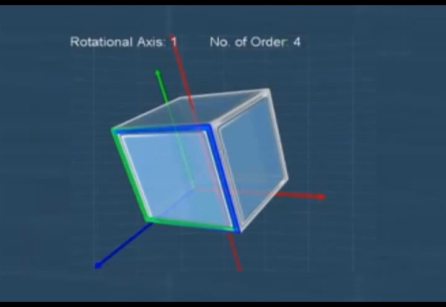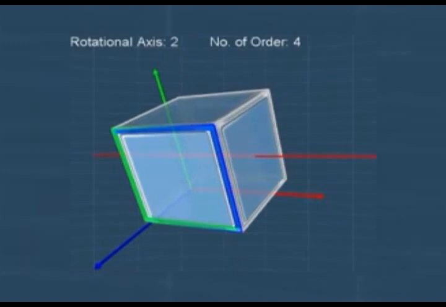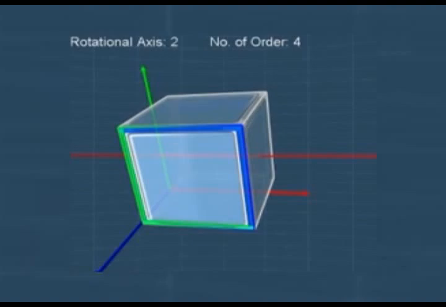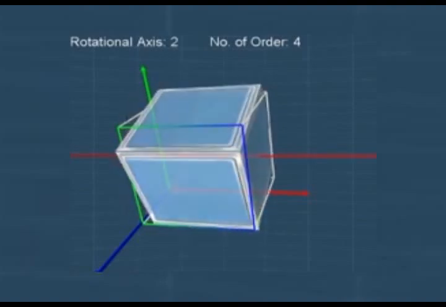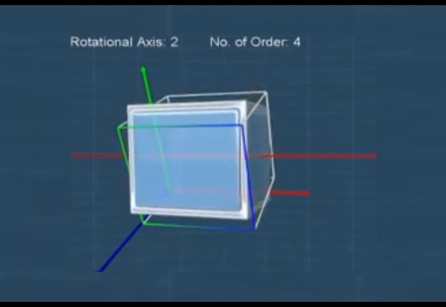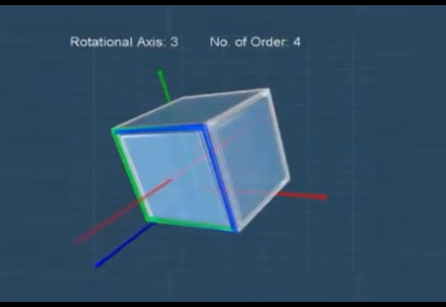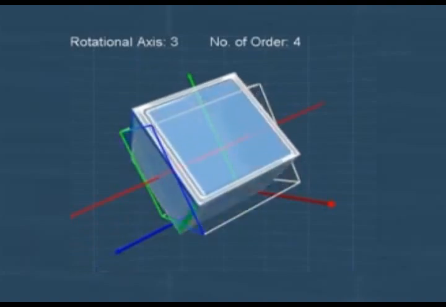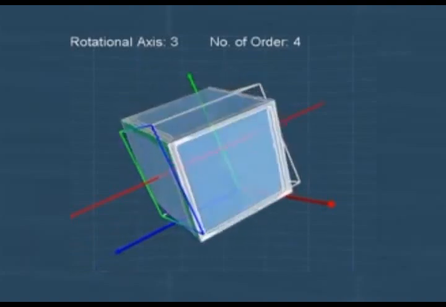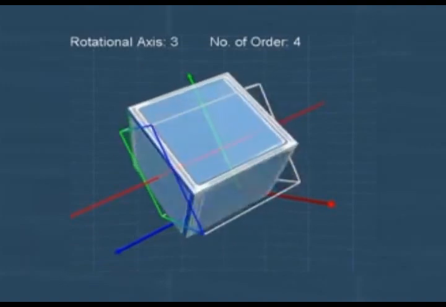This cube has more than one axis of rotational symmetry. This is the second axis of rotational symmetry. When we rotate the cube about this axis, we can see that the cube matches itself for 1, 2, 3, 4 times. So this axis of symmetry has order 4. For the third axis of rotational symmetry, it has the order of 1, 2, 3, and 4.